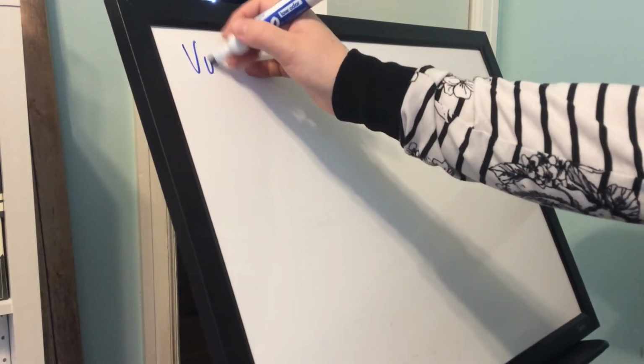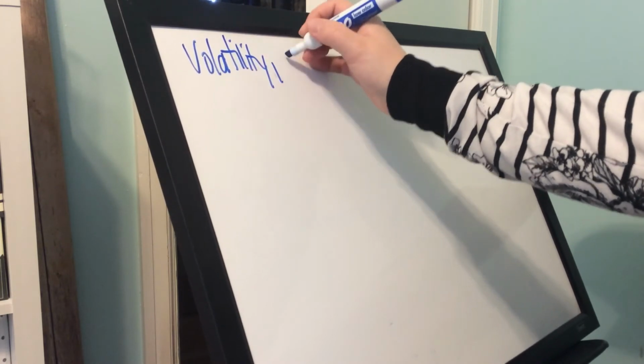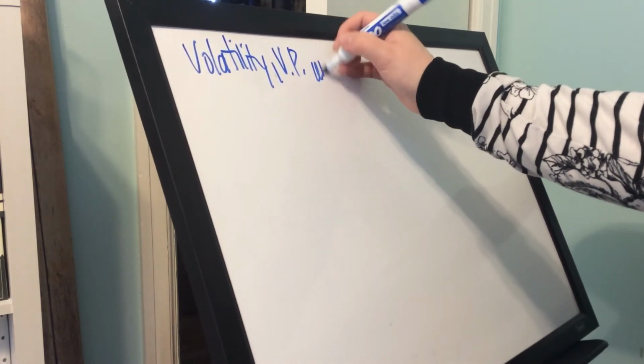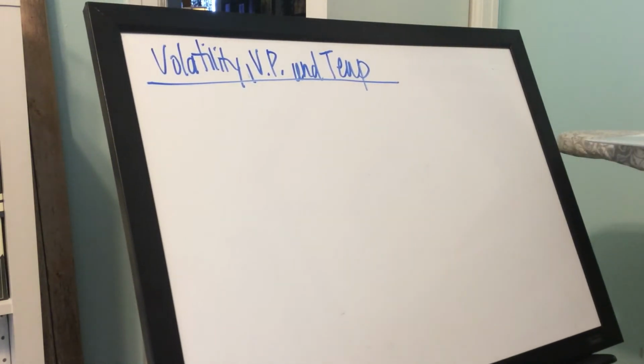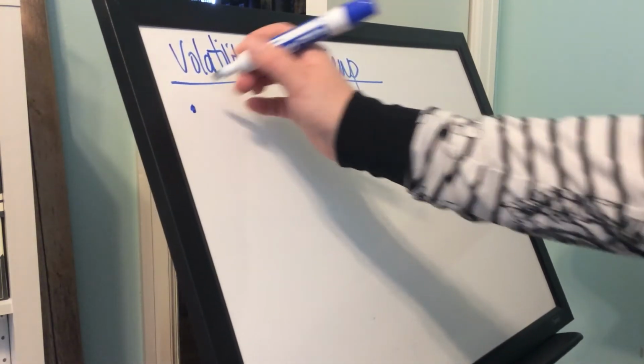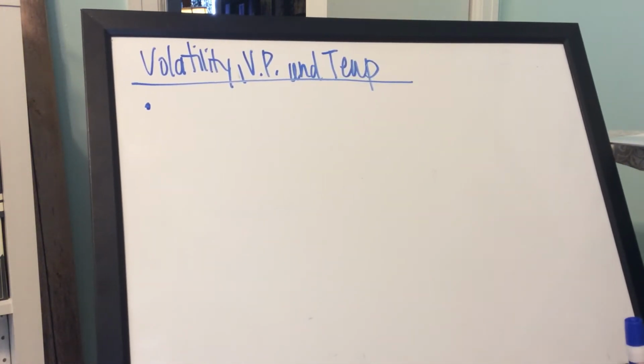Okay, what's next? Volatility, vapor pressure, and temp. And actually, we already talked about vapor pressure and temp, but that's okay. Okay, so, oops, sorry. I don't mean to turn my board for you. Let me get that back. It's easier for me to write. Okay.